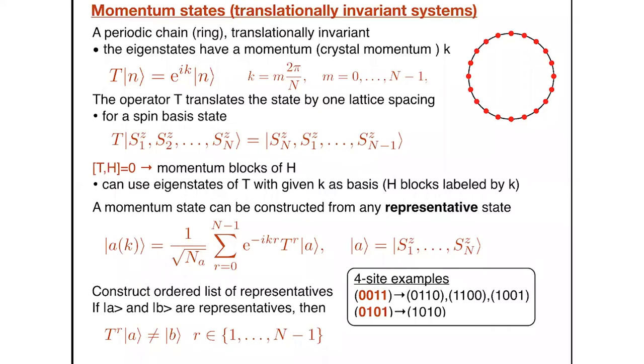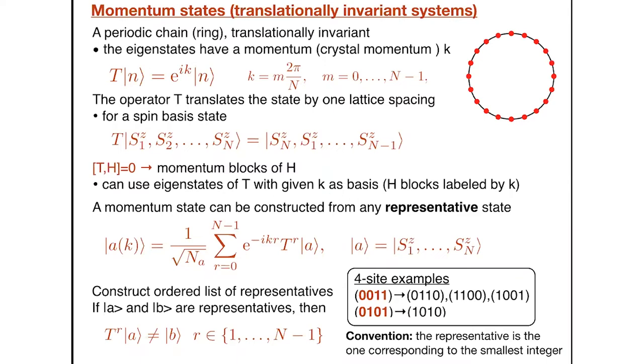So when you choose your representatives, you have to make sure that you only pick one from this group. The convention would be, it doesn't really matter which one you pick, but since you will make these representatives in some systematic way, starting from all zeros and increasing by one, it's natural to take the smallest number in the binary representation as your representative. So here you see, this is the number 3, right? This is the number 6, and so on. So this is the smallest. So that one you will always pick to make your momentum state.